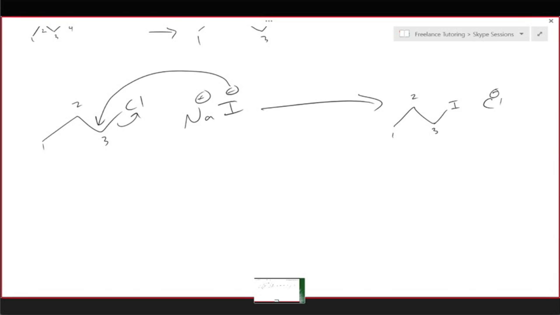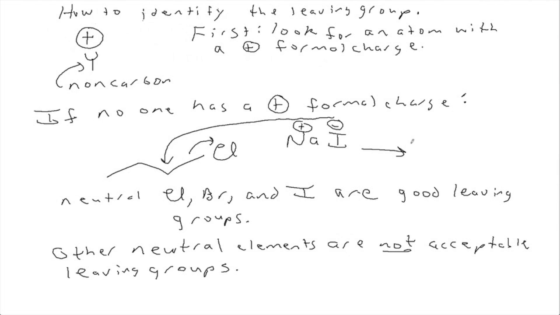But things don't normally like being negative, right? That's why most neutral elements are not good leaving groups. Maybe I'll go back to my screen. You can see why neutral elements are usually not acceptable leaving groups, because they don't want a negative charge.